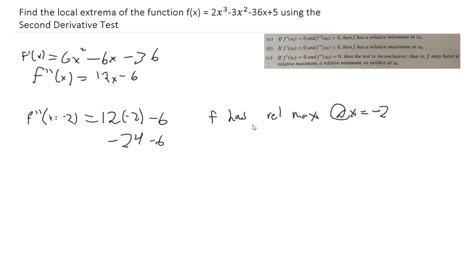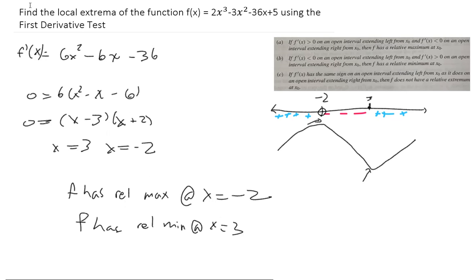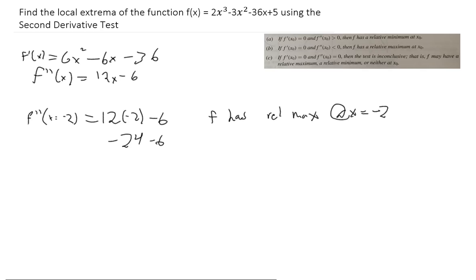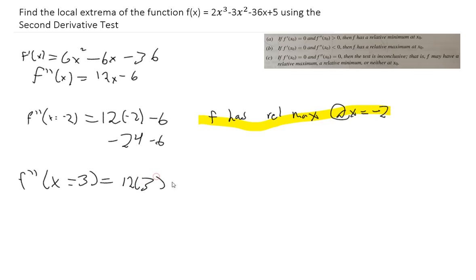And so this showed that f has a relative max at x equals -2. We can check our work here and we say, oh yeah, it's consistent. We have the same answer over here. And so hopefully the second derivative test will tell us that x equals 3 is the minimum. I'm sure you can already see at this point that we're going to have a positive number, 36 minus 6, but a positive number.